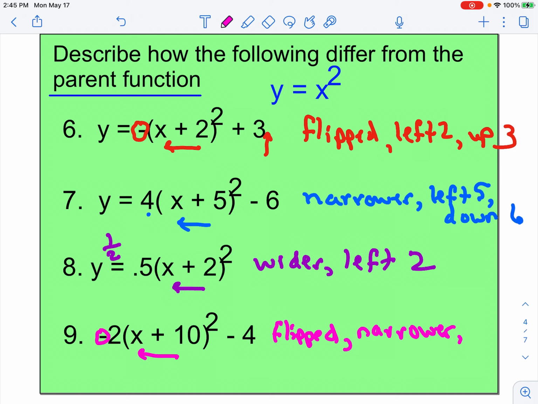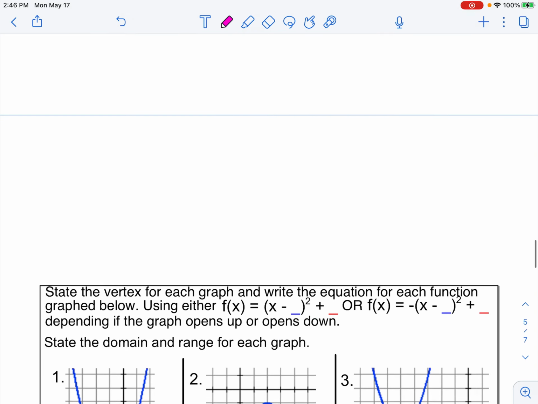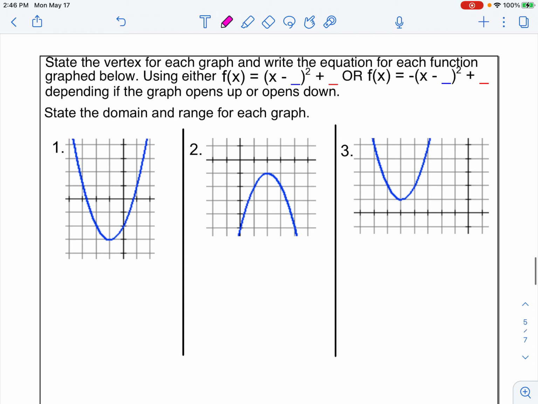And then the plus 10, again, is moving it left 10 and down 4. All right, so now let's see if we can do the opposite skill. We're going to pick out the vertex and put it down into an equation. Write the equation for it, rather than look at the equation and see how it shifts.